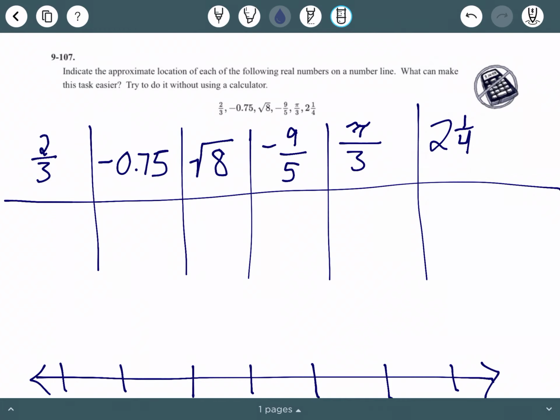9-107, indicate the approximate location of each of the following real numbers on a number line. What can make this task easier? Try to do it without using a calculator.